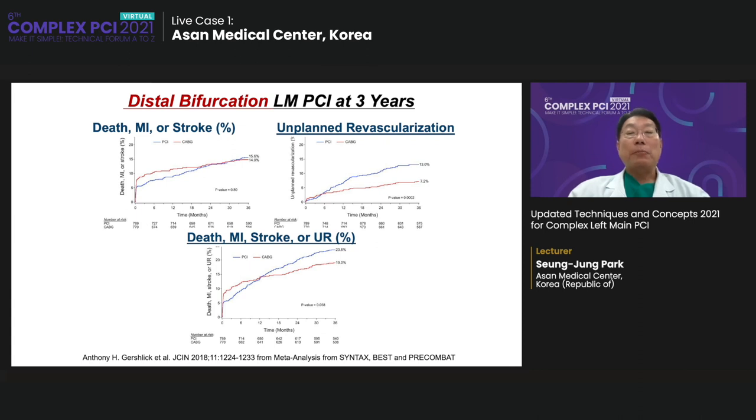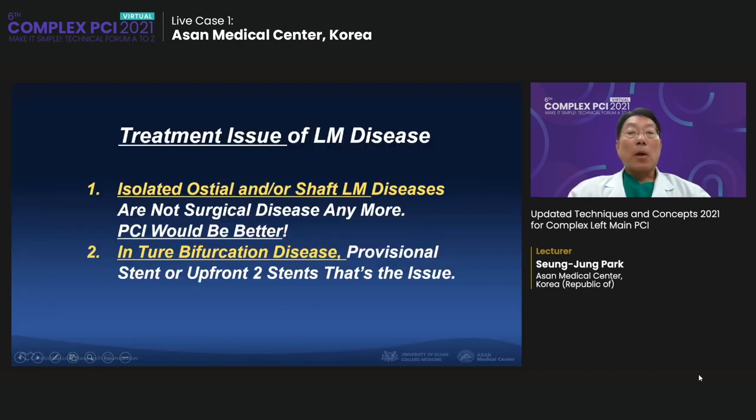However, for distal bifurcation left main PCI at 3 years follow-up, death, MI, stroke, the hard endpoint, shows no difference at all. However, including the unplanned revascularization, the rate is a little bit higher with the PCI. So what is the treatment issue of left main disease? Isolated ostial or shaft left main disease are not surgical disease anymore. PCI would be better. In true bifurcation disease, actually the current issue is a provisional stent or upfront two stent. That is the issue.